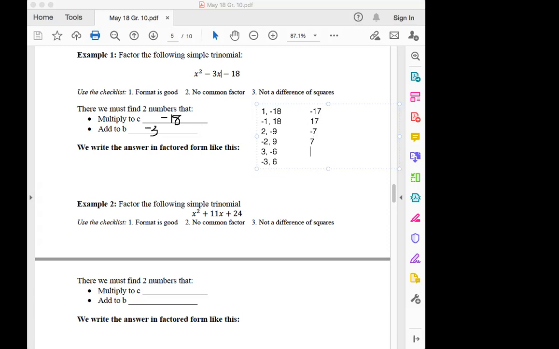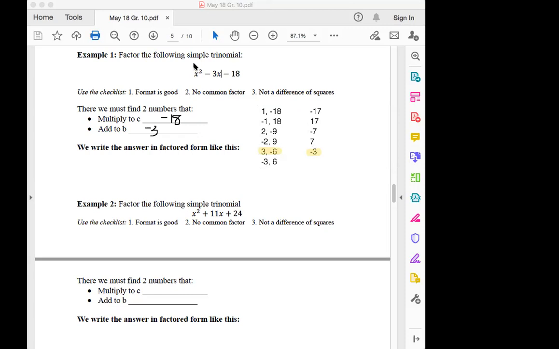3 and negative 6 gives us negative 3. And this is exactly what we want. We want something that's going to add to give us negative 3. So our two numbers are these guys. So I'm going to highlight them. So these are our two numbers that we need. Okay, so they multiplied, they gave us negative 18. When we added them, they added to negative 3. And that's the hardest part.